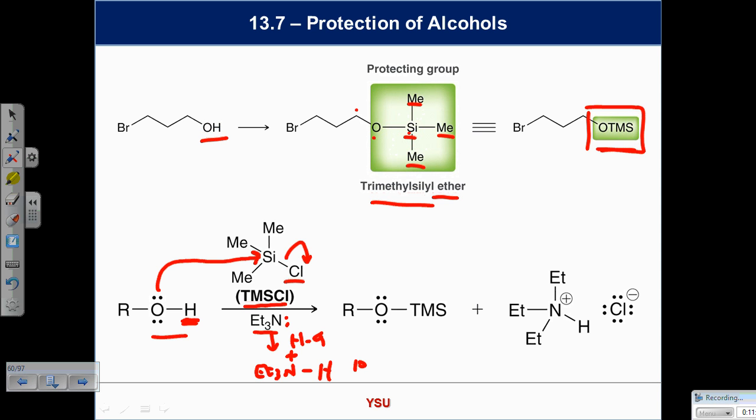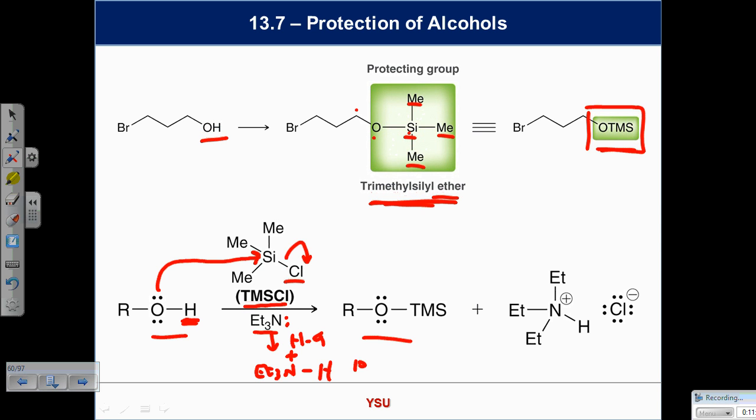But the Et3N can mop up the HCl once it's produced. What have we used in the past that's done the same type of job? It's a cycle with a nitrogen in it. Pyridine, right? It's very similar to pyridine. In this example, it's easy to use. It's low boiling, and it does the job. And what you get is this species, the trimethylsilyl ether, which can be abbreviated OTMS.